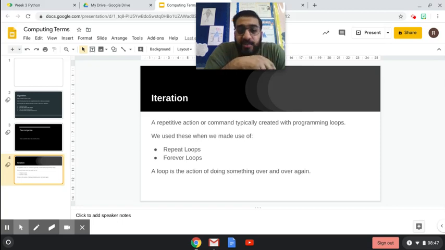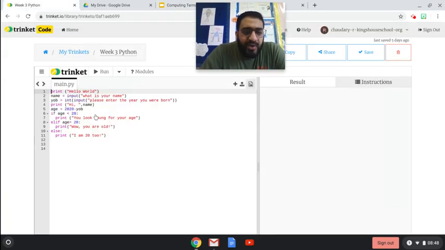What we have done in the past is we have actually used something called forever ifs when we were doing some programming in Scratch, where we had if statements inside our forever loop. If anyone doesn't know what a loop is itself, a loop is the action of doing something over and over again. As we know, a loop could be something similar to a circle, and a circle just keeps going around and around and around. So we're going to be looking at iteration today. We're going to be looking at how to use repeat loops in Python.